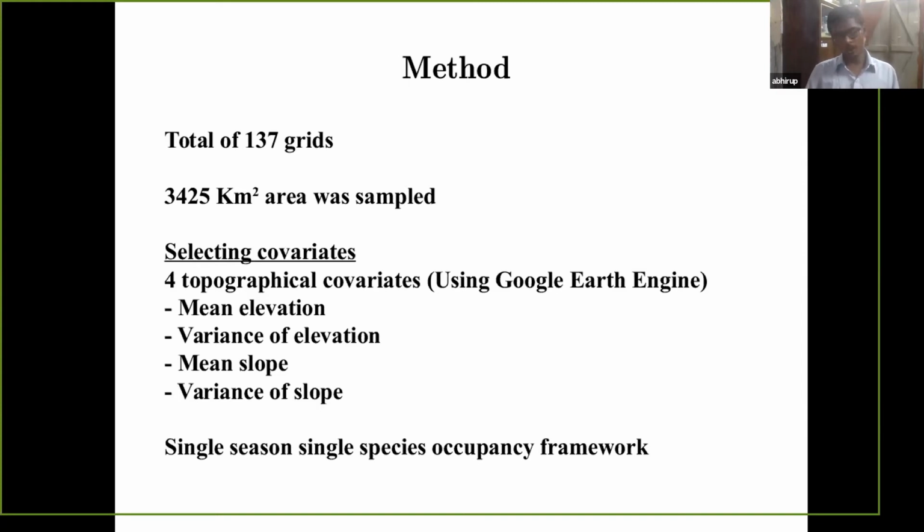And all these covariates are at a grid scale. So what we have done is taken mean elevation, variance of elevation, mean slope, and variance of slope. And then we use a single season species occupancy framework.